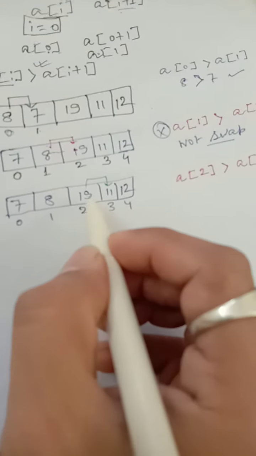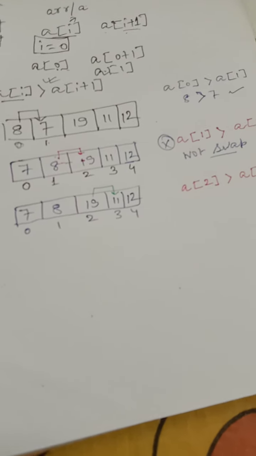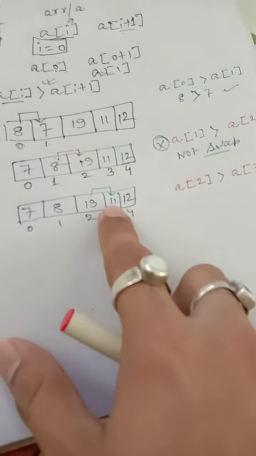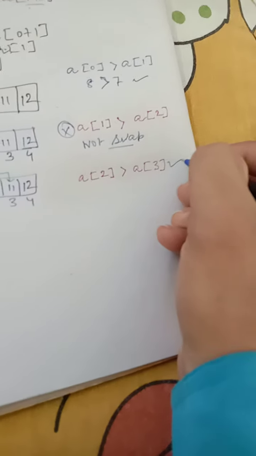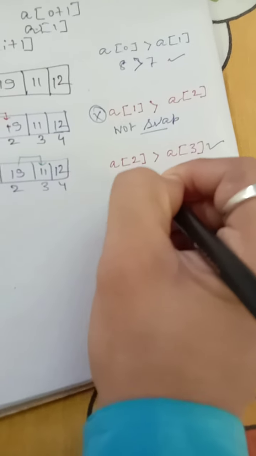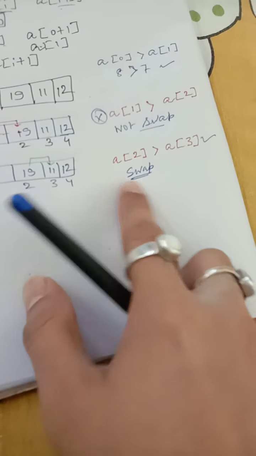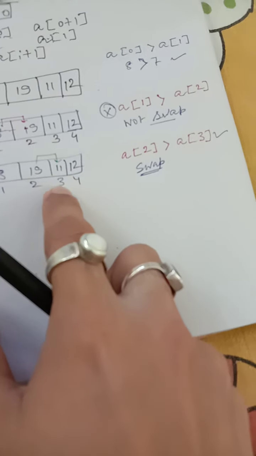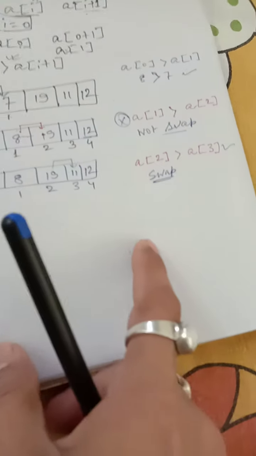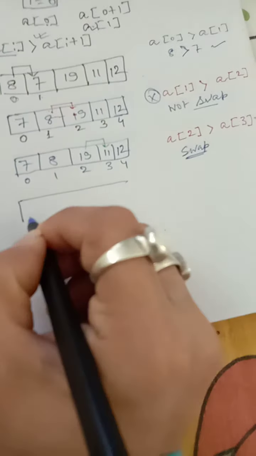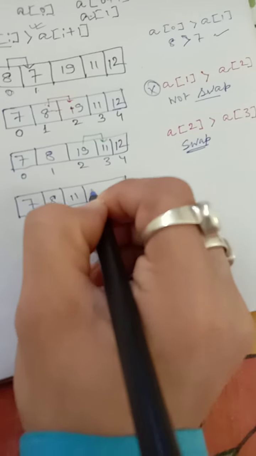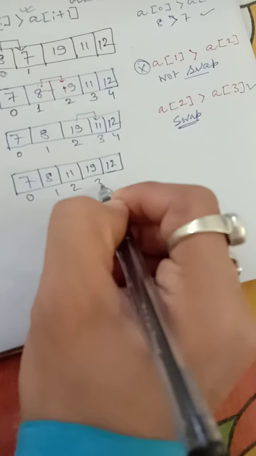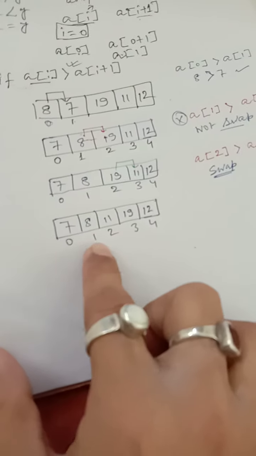Now you see 19 is actually greater than 11. Since 19 is greater than 11, the condition remains true, and we will be doing a swap. That means 19 will be placed in third index and 11 will be placed in second index. So it will be like this: 7, 8, 11, 19 and 12, with indexes 0, 1, 2, 3, 4.